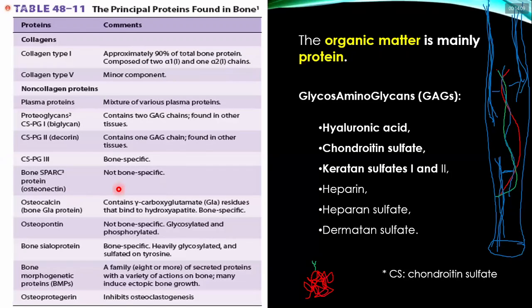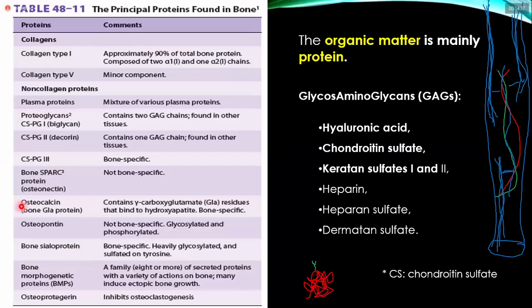The others will be non-bone-specific markers. The other proteins that you could find in the bone structure as protein components are osteocalcin, as well as osteopontin, sialoprotein, and BMP, which is bone morphogenetic protein, as well as the osteoprotegerin protein.